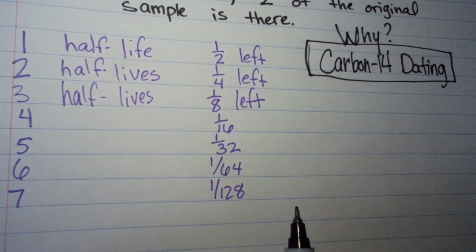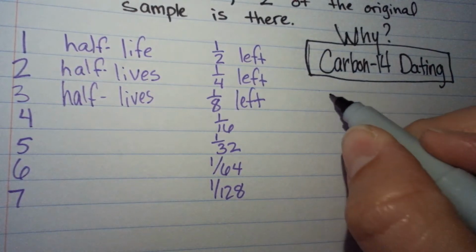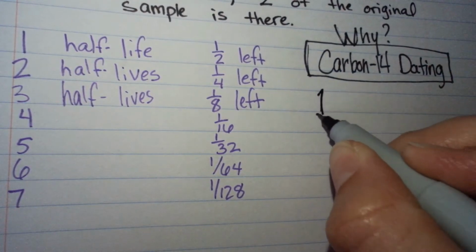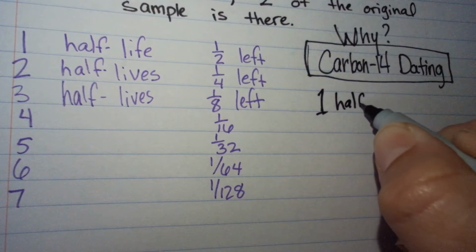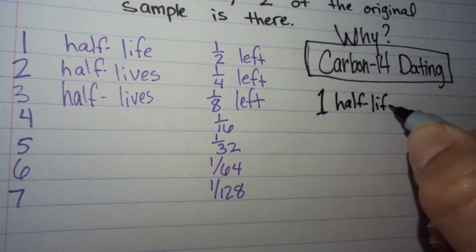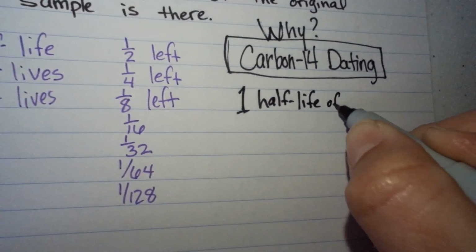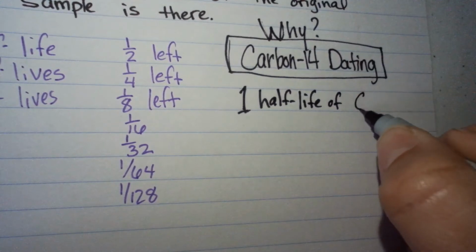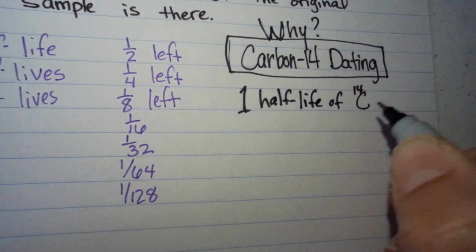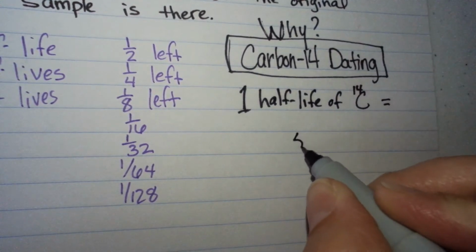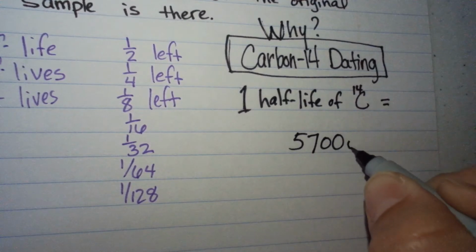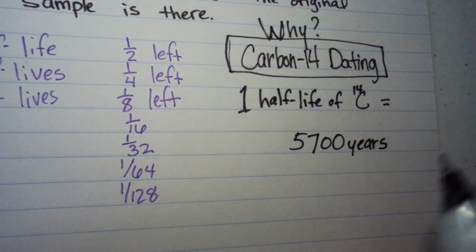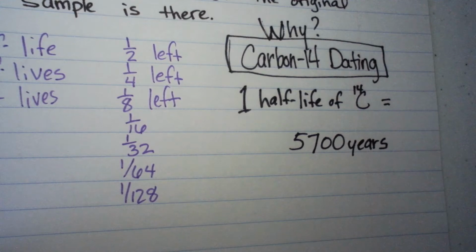So the half-life of carbon-14 equals 5,700 years. Okay.